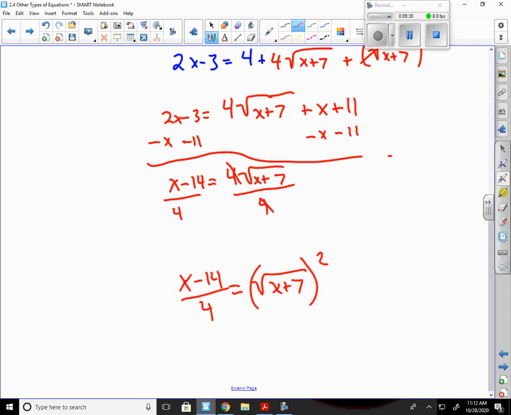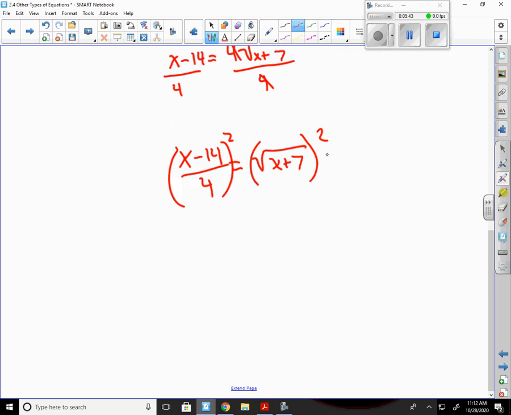Now I square both sides again. It's going to give me just x plus 7 on this side. Over here now, I'm going to do x minus 14 squared. So that gives me x squared minus 28x plus 196. I did negative 14 times x times 2. 14 squared is 196. Over, I have to square the denominator as well, 16.